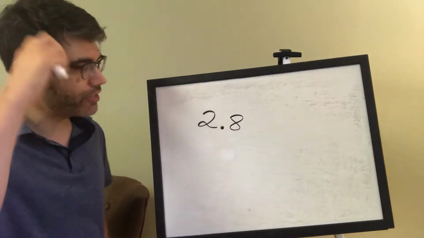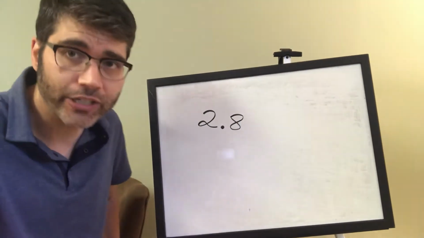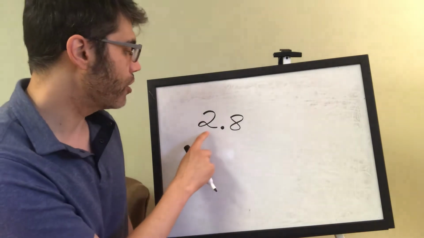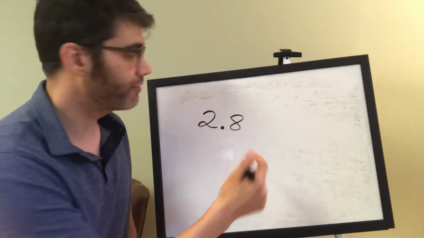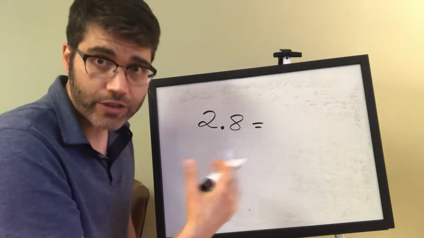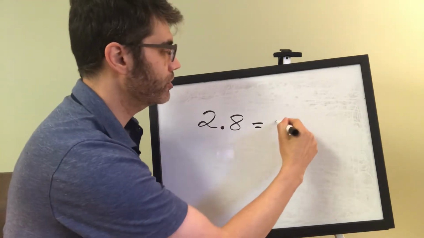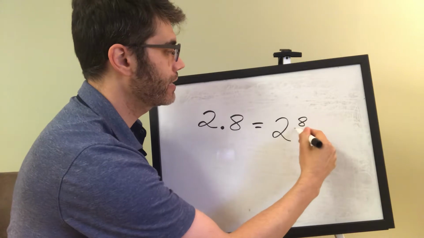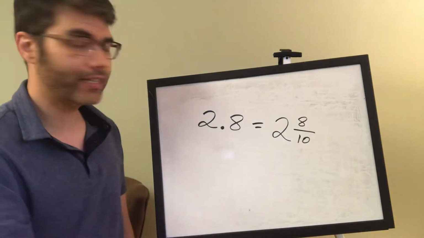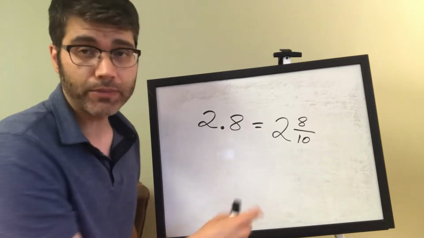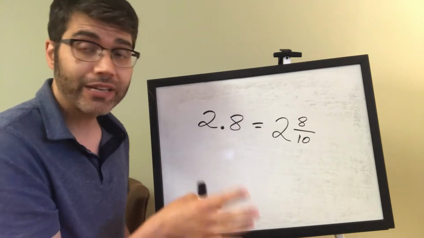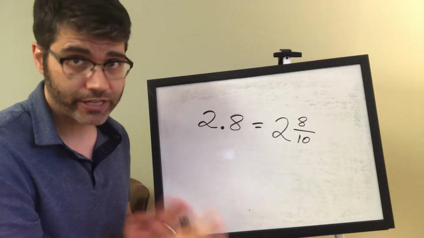What if we had something like 2.8? Let's convert this into a fraction. Here we have the 2, so 2 and 8/10 is what we have. If you can say it, you can write it. So 2 and 8/10 looks like this. This is a mixed number, which is fantastic. You can have it as a mixed number or an improper fraction, either way.